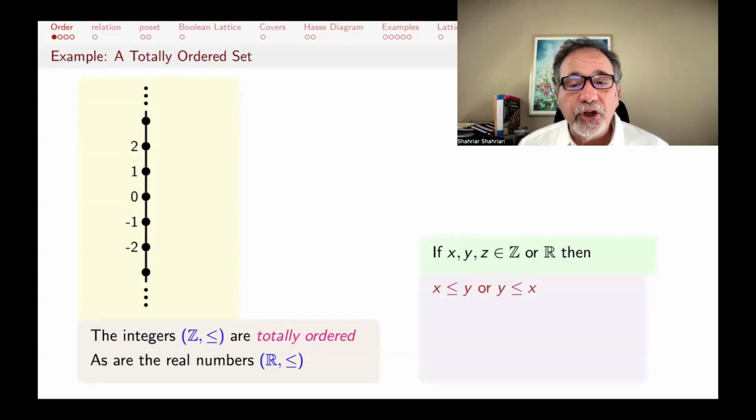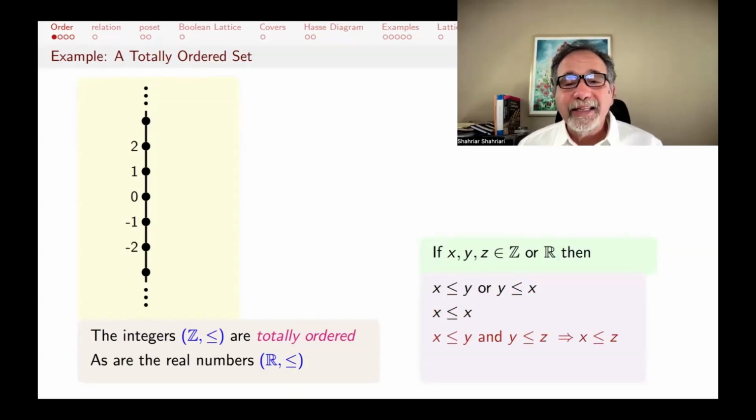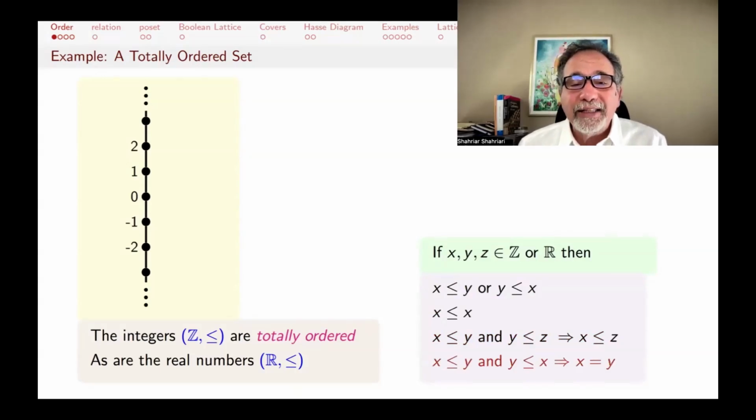If you take two integers or two real numbers, either one of them is less than or equal to the other, or the other one is less than or equal to the first one. Every number is less than or equal to itself. If x is less than or equal to y and y is less than or equal to z, then x is less than or equal to z. And finally, if you have x less than or equal to y and y less than or equal to x, then x and y are equal.